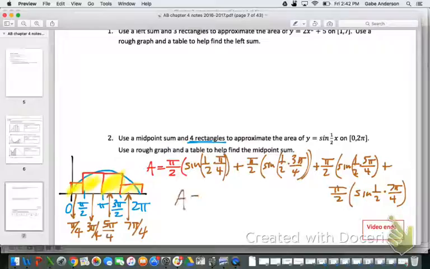Okay, so plugging that into the calculator, I got area is approximately 4.105, if you round off to the thousandth place there. And whether this is an overestimate or an underestimate is kind of hard to judge because we used a midpoint sum, but we do know that it would be a relatively accurate approximation for the area under the curve. So when you come to class, we'll look at some other ways to do this, but if you've got this, you've got the basics, I think you should be in good shape.